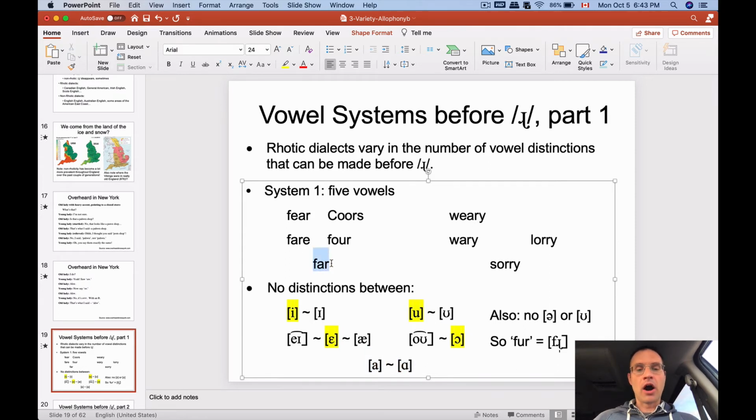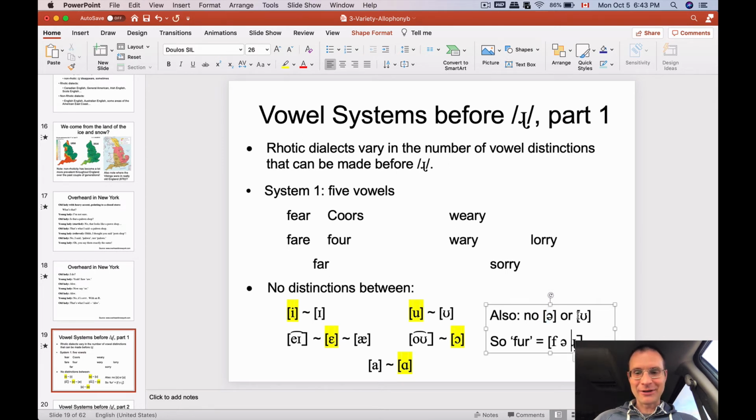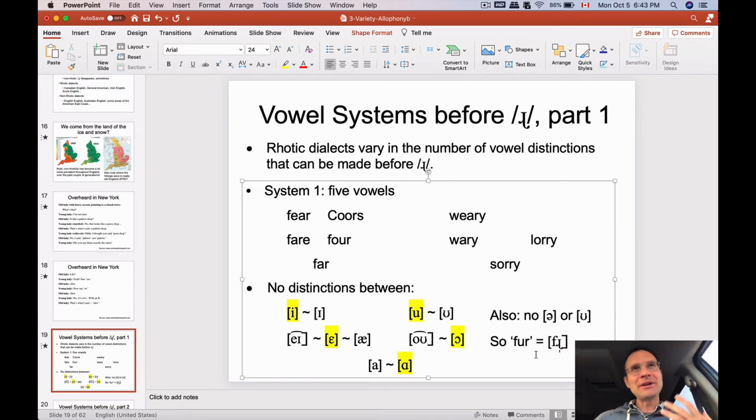For me, it's R. It's this one in the back. There's also in my variety of English no schwa or upsilon. So if I do say a word like fur, I don't have a schwa in there. I just have a syllabic R. It's not fur or something like that. Just fur. So there's limitations. Basically, the presence of this particular context means that I'm not going to have as many phonological contrasts between the vowels that appear right before it.